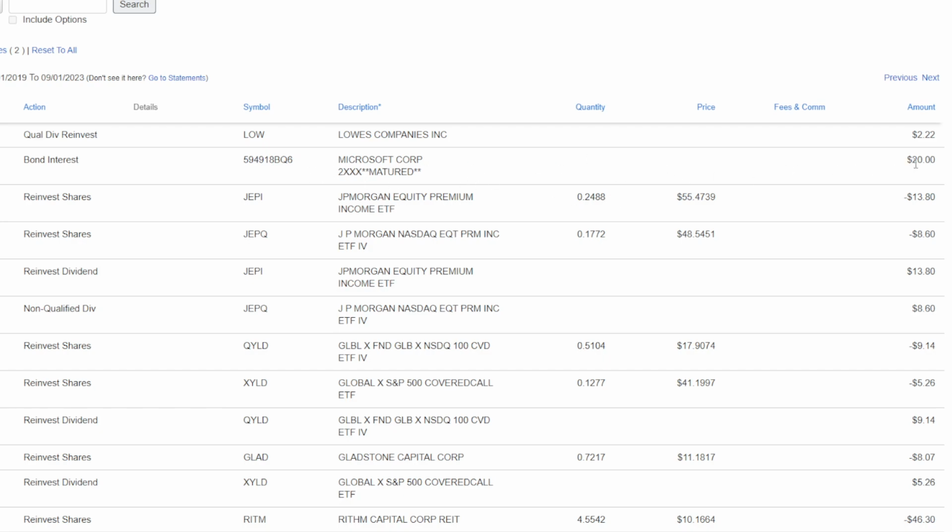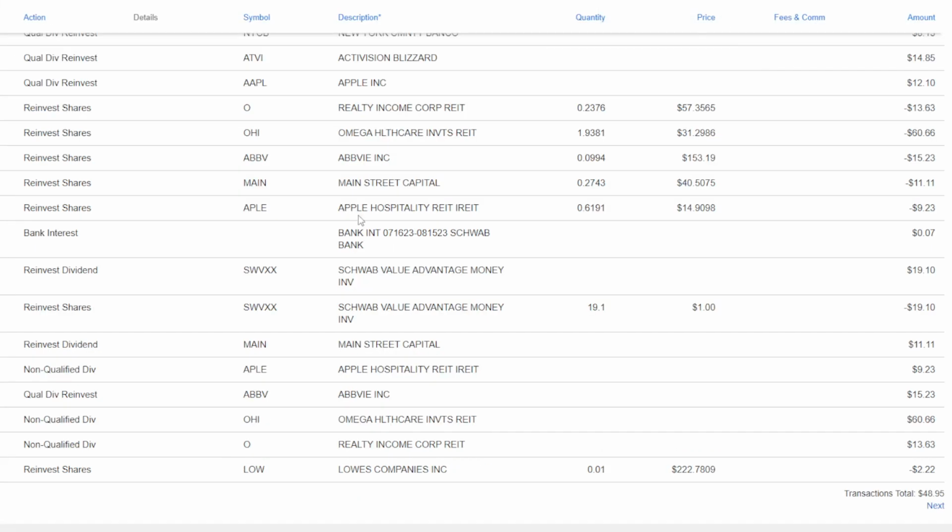This one isn't a reinvestment, but it's worth mentioning because it's some interest paid: $20 earned from a Microsoft bond. We'll take interest as we get it, okay? I'm not upset with any interest at all. Then, let's get cracking on this next one. We have Lowe's Corporation, $2.22, nothing crazy, reinvested for 0.01 shares. Oh, wow, that's exciting, isn't it? No, it's not, by the way.